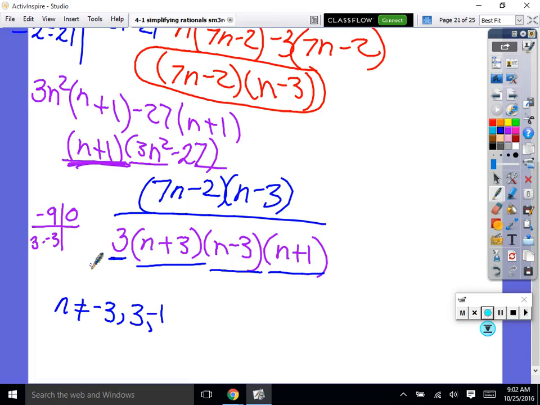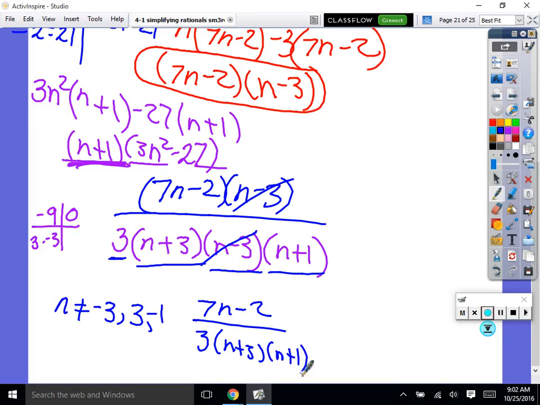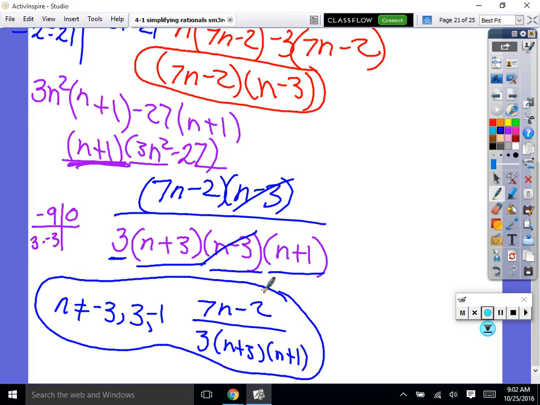So on top, 7n minus 2, there's nothing on bottom. We have n minus 3 on top and on bottom. That's all it divides out, right? So our answer is 7n minus 2 over, leave your answers factored, 3, n plus 3, and n plus 1. Leave it factored. That's great. This is our final answer. Everybody good? Okay.